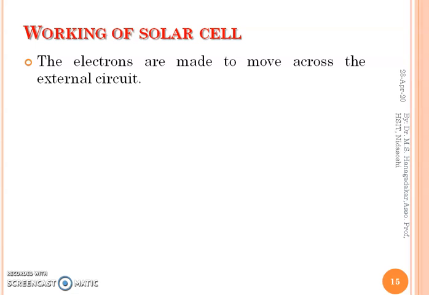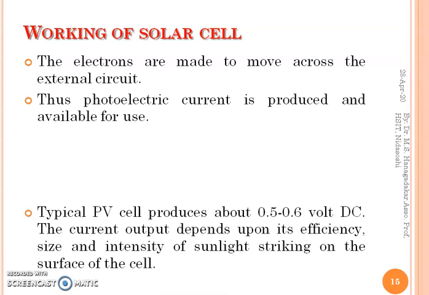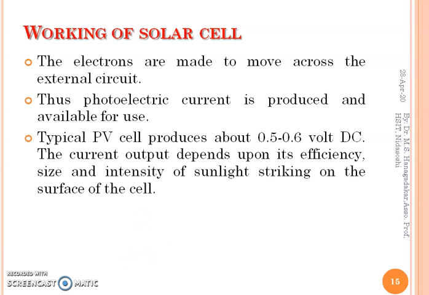The electrons are made to move across the external circuit, and thus a photoelectric current is produced which is available for our use. As I explained, a typical PV cell can produce around 0.5 to 0.6 volt of DC power. The current output depends upon the efficiency of the material you are using, the size of the PV cell, and the intensity of the sunlight striking the surface.